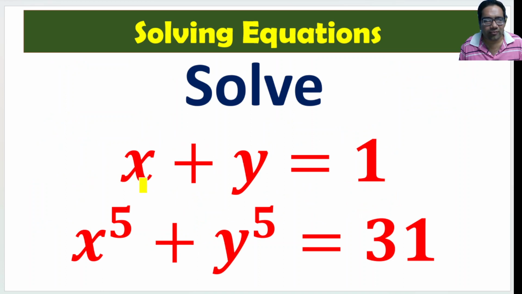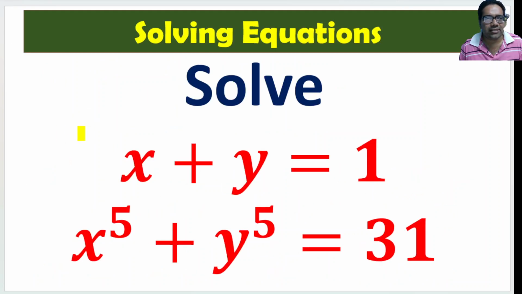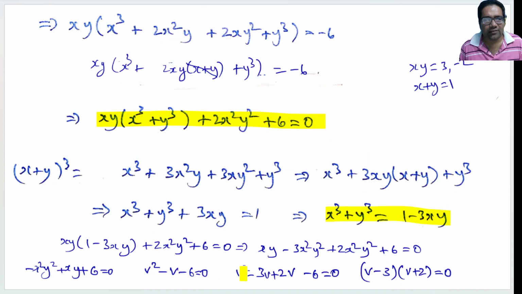What have we done? We raised this to the power of 5 and subtracted this, and when we subtracted, we got this equation in terms of cubes. But cubes are also not sufficient. We figured out cubes can also be expressed in terms of xy, because x plus y equals 1. So this entire second equation we are able to express in terms of xy, and we solved and figured out xy can be 3 or minus 2.